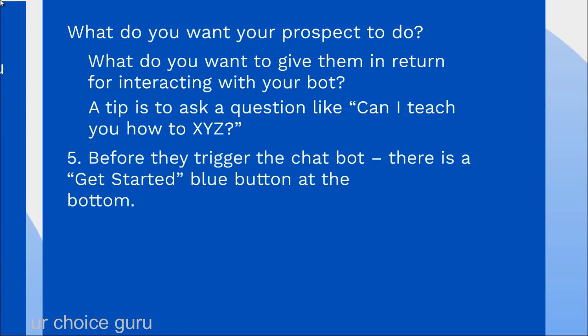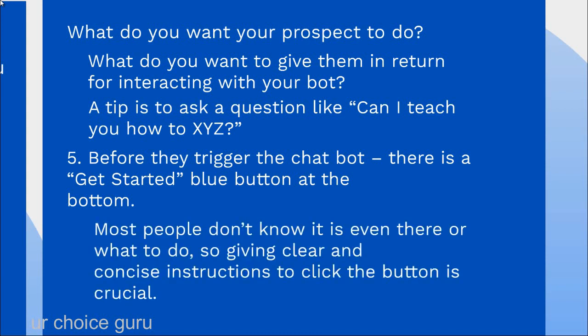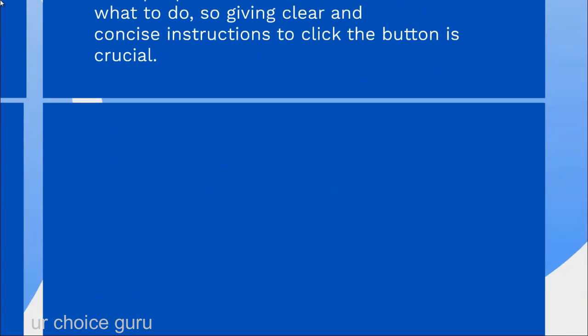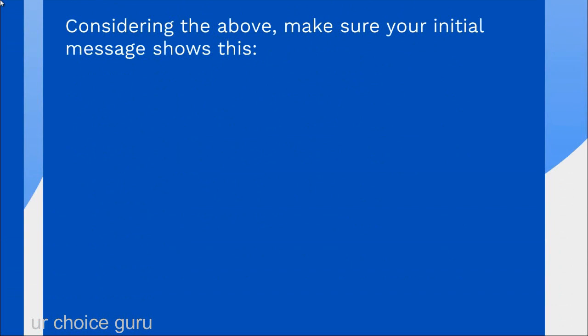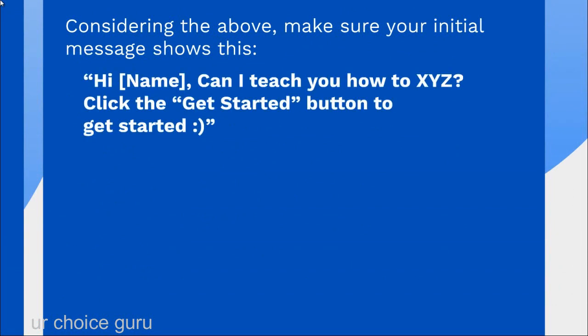Now, adding on top of that moves on to number 5. Before they trigger the chatbot or press that Get Started blue button at the very bottom, most people don't know it's even there. So like I said earlier, you need to be concise. You need to give clear instructions on what to do. So here's what you do. Considering the above, make sure that your initial message shows this: Hi, name. Can I teach you how to XYZ? Click the Get Started button to get started.